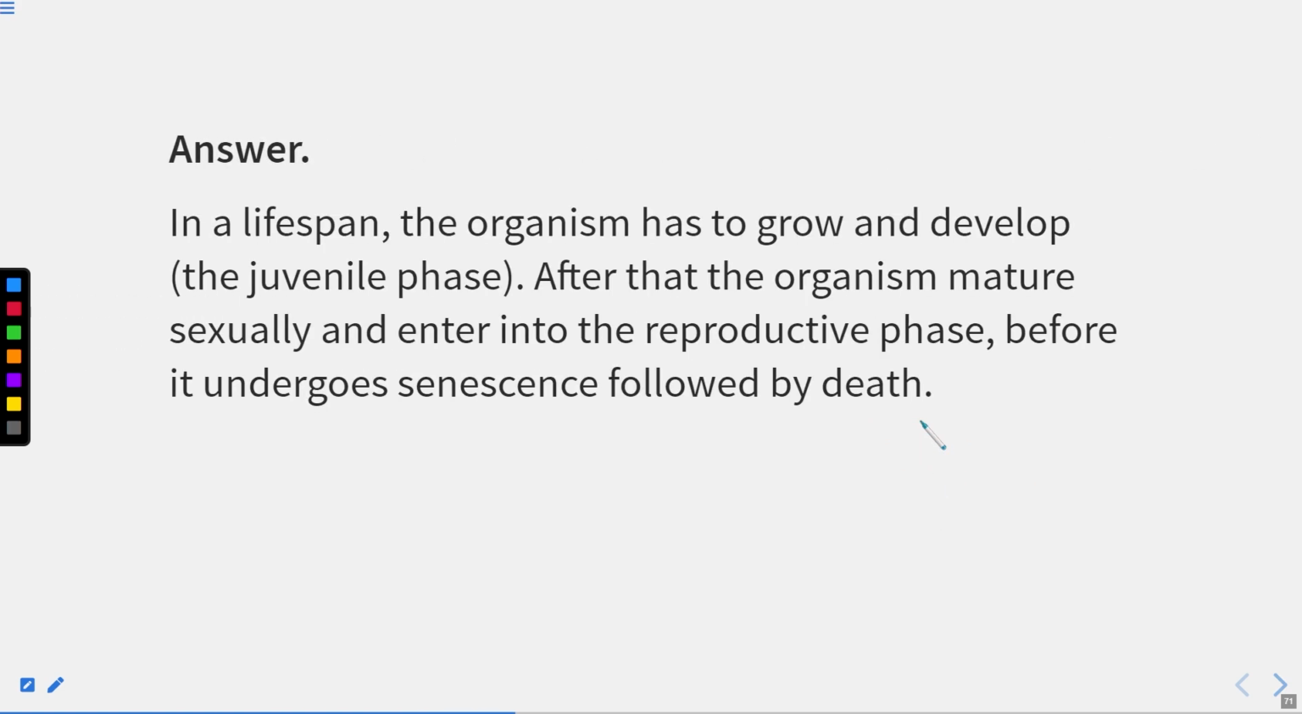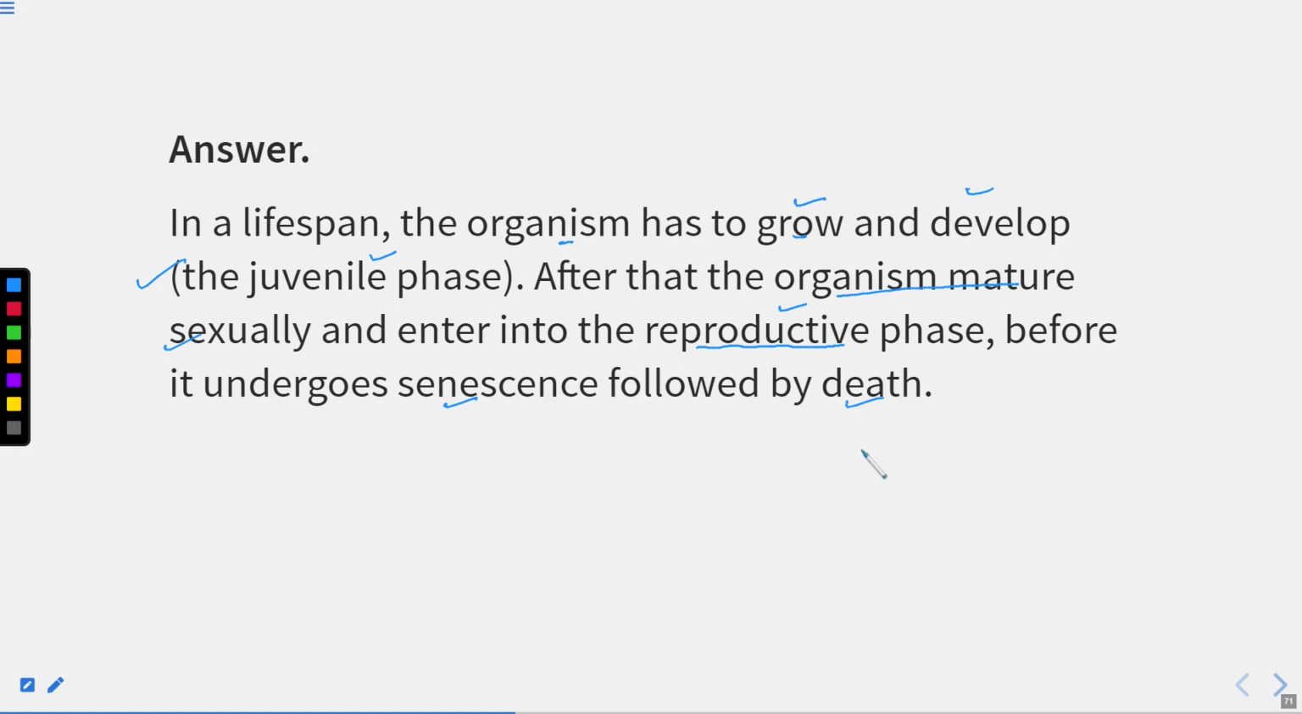So let's talk about the answer. In the lifespan, the organism has to grow and develop. That happens in the juvenile phase. After the juvenile phase, the organisms mature sexually and enter into the reproductive phase. First is the juvenile phase, second is the reproductive phase. And after the reproductive phase, it undergoes senescence, which is followed by death.